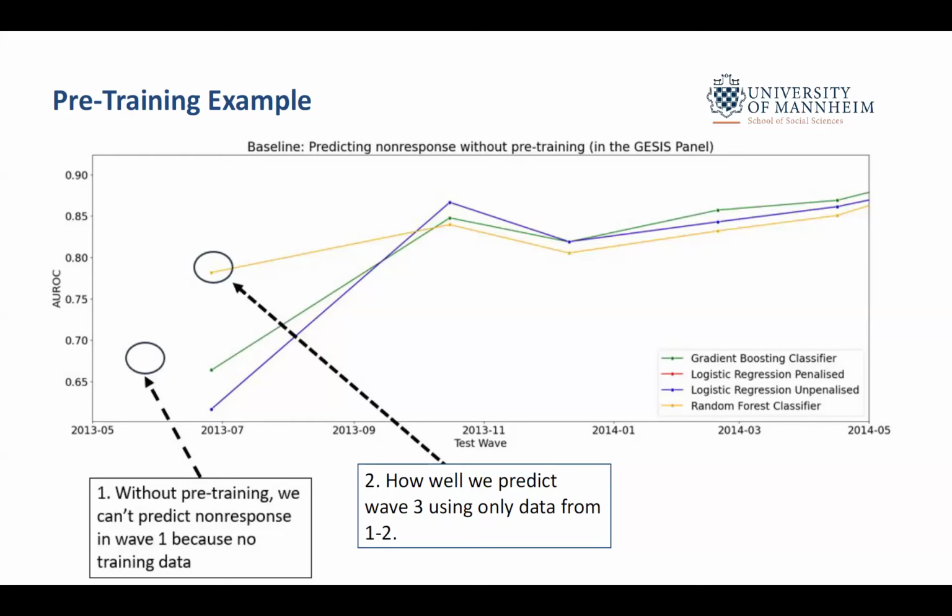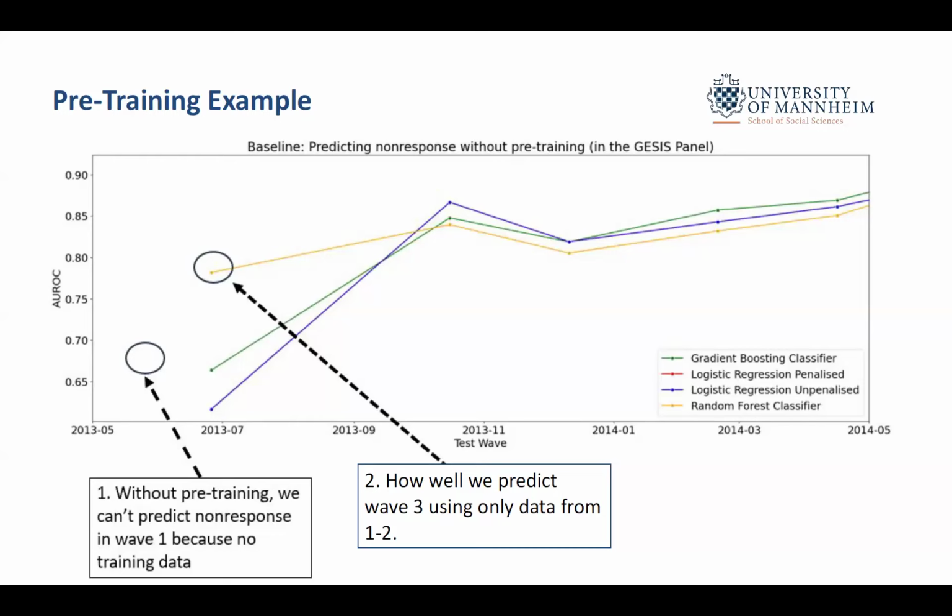So wave number one of the GESIS panel, well, we can't predict it. We can't predict it because there's no data with which we can train a model. The soonest you can train a model in a new panel survey is to wait for the second wave at least to complete, because you need the first wave for your predictors, and then you need the second wave to complete so that you know who didn't respond in that second wave. So you've got at least one data set for the outcome variable, which is non-response in the next wave.